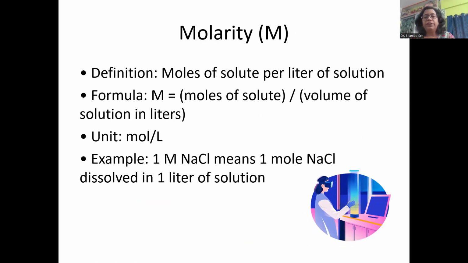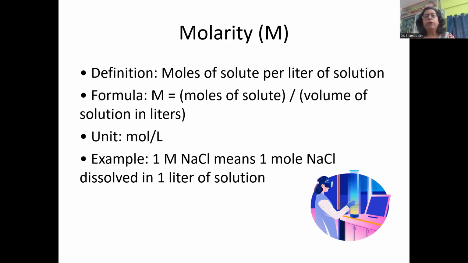First, molarity. Capital M is used to denote molarity. The definition of molarity is number of moles of solute per liter of solution. That means per liter of solute plus solvent, the volume of both solute plus solvent together expressed in terms of liter. So formula will be molarity, capital M, is equal to number of moles of solute divided by volume of solute plus solvent, total volume expressed in liters. Obviously, the unit will be moles per liter.